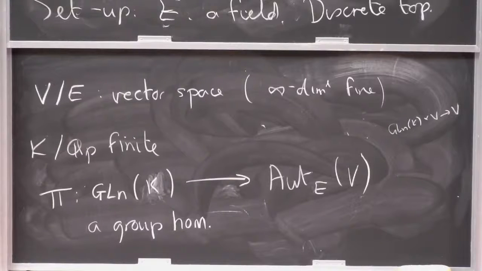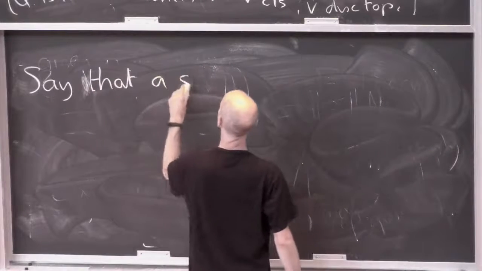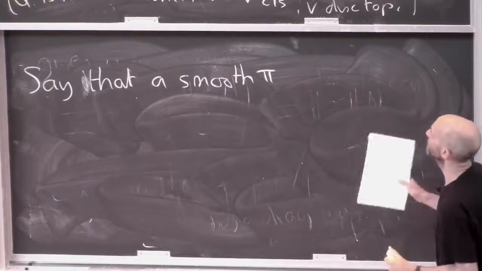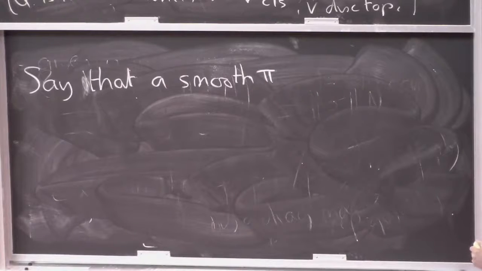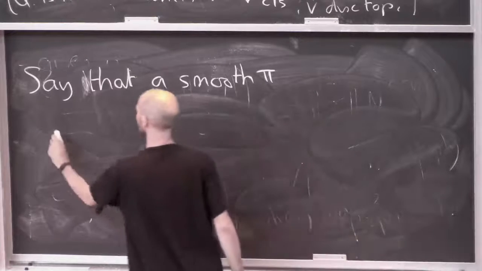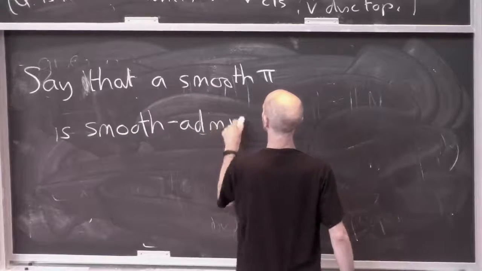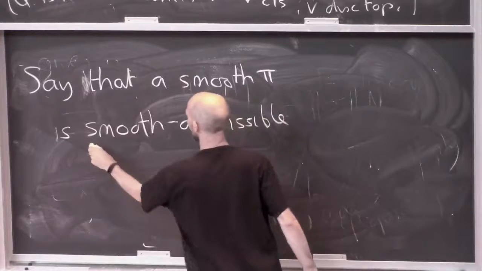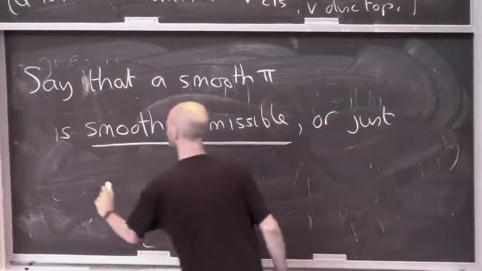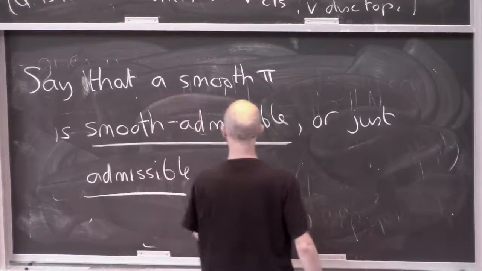We say that a smooth pi is admissible. Well, if you're Matthew Emerton, Matthew Emerton's got a little bee in his bonnet about the word admissible, because he thinks admissible is an adverb. So this is what Emerton would say, right? Or just admissible.